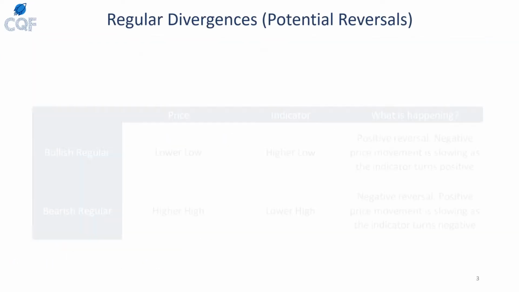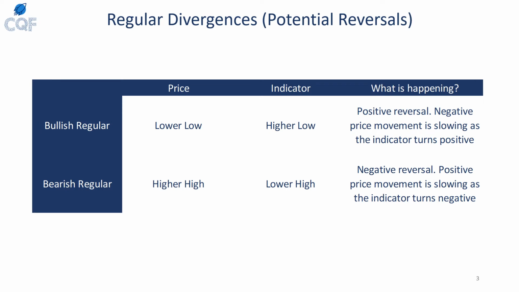So what is a regular divergence? Now, a regular divergence is a signal that might spot a potential price reversal. So a bullish regular divergence is when the price makes a lower low and the indicator, like I mentioned before, MACD, OBV, RSI, or whatever you'd like, is making a higher low. Now, I like to have two, and this is what signals a positive potential reversal.